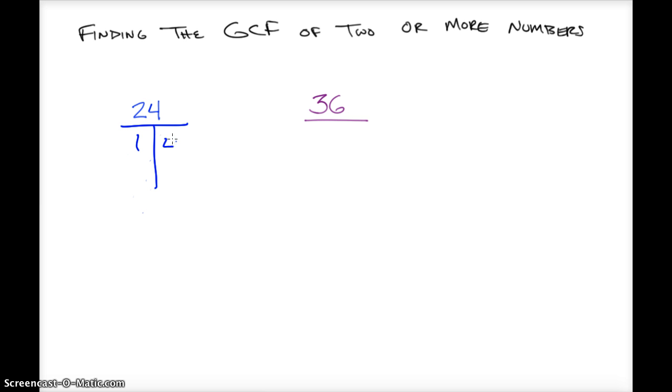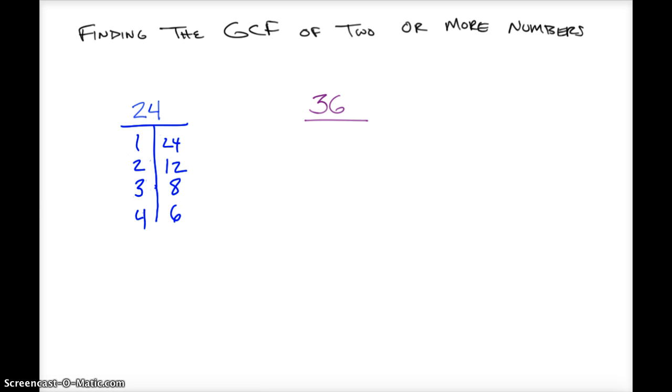I'll always start with 1 in that number, 1 and 24. I know it's even, so I know 2 will go into it, 2 and 12. 3 also goes into it because 3 times 8, and 4 goes into it because 4 times 6. 5 won't, but if I do 6 again, I'm already repeating myself, so I don't need to keep going. Once I start repeating myself, I've gotten all the factors.